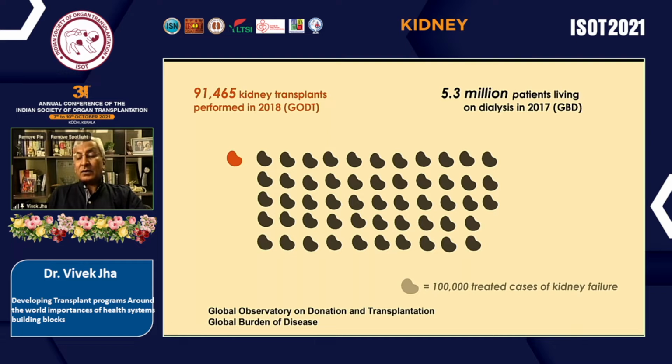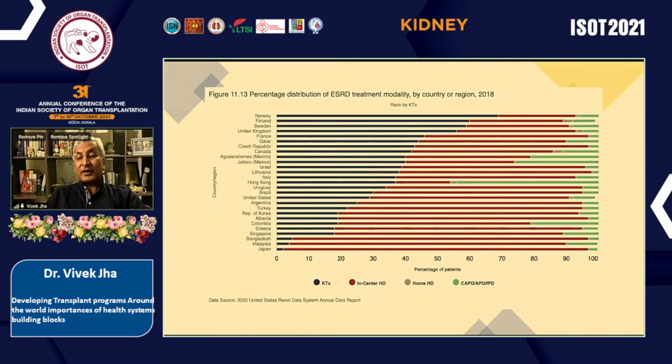Despite all this overwhelming superiority of transplantation, we know that there were about 5.3 million people living on dialysis in 2017, whereas the number of kidney transplants performed is less than 100,000 according to the Global Observatory for Donation and Transplantation. Each kidney here represents 100,000 or 1 lakh treated cases of kidney failure, and you can see the number of people who have received kidney transplantation compared to those who have not. This simply highlights the shortfall between the need and what we have available.